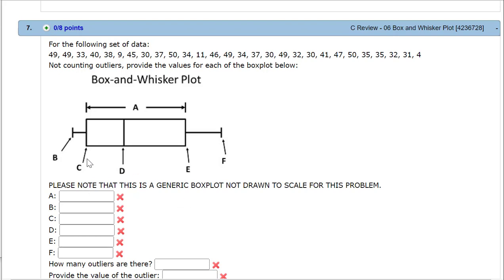A, B, C, D, E, and F. So that's the min. That is Q1. That is the median. That is the Q3, and that's the max. So this is assuming there are no outliers, so don't worry about outliers right now. That could be a little tricky if we have outliers.